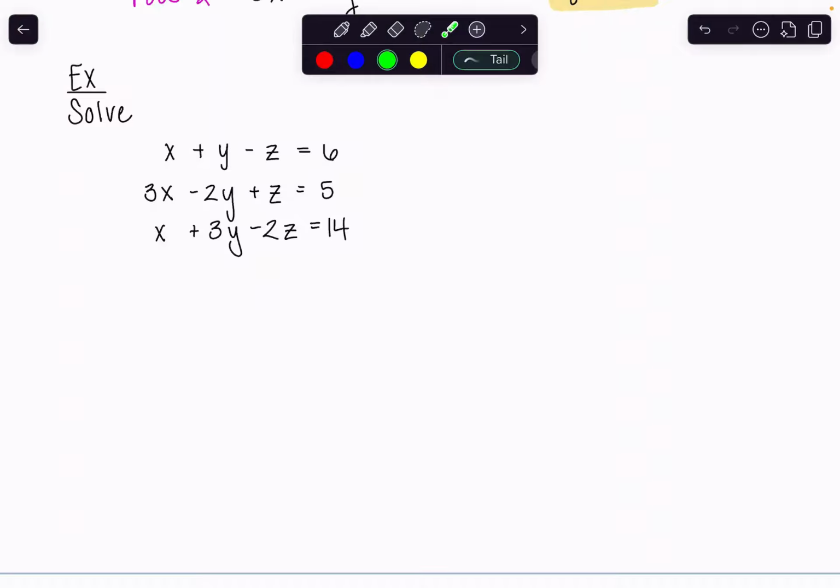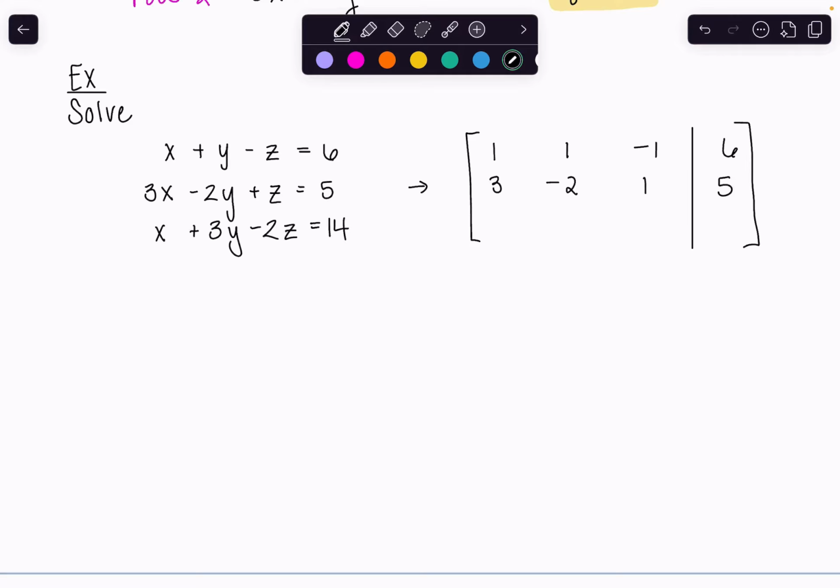So same thing again, you immediately start by turning this into an augmented matrix. So I have 3 equations and 3 unknowns. My coefficients from the first one are 1, 1, -1, and 6. And then I put that bar for my equal sign. Second row has coefficients 3, -2, 1, and then a 5. And then we've got 1, 3, -2, and 14.